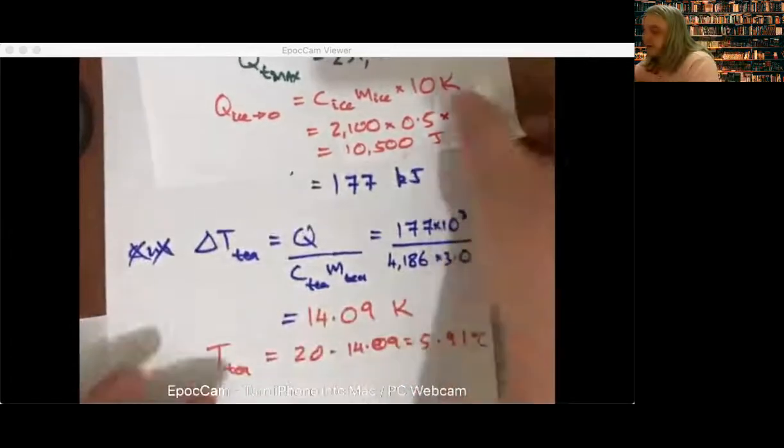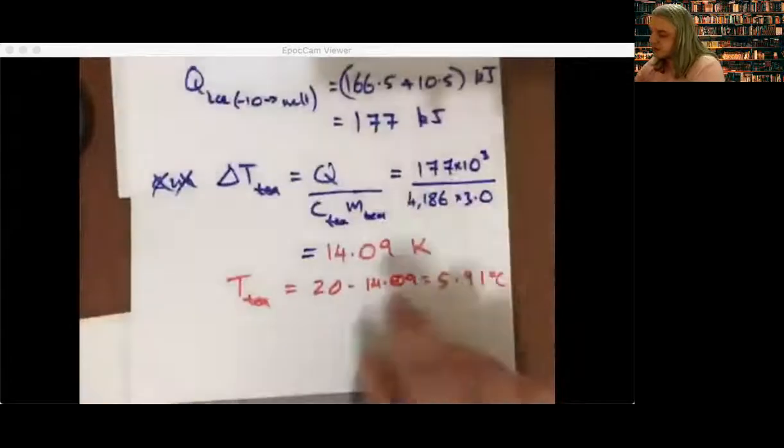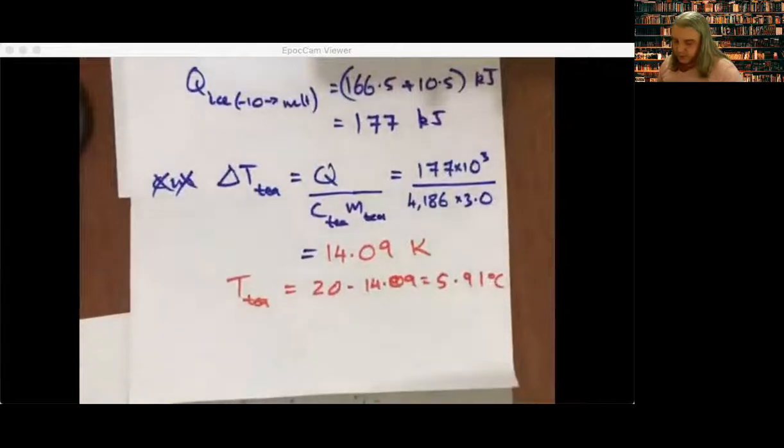Sorry, I keep sliding off the bottom of my camera. Apologies, but I just did the subtraction: 5.91 Celsius. That is the temperature of our tea. So now what we've got is a slightly simpler problem.